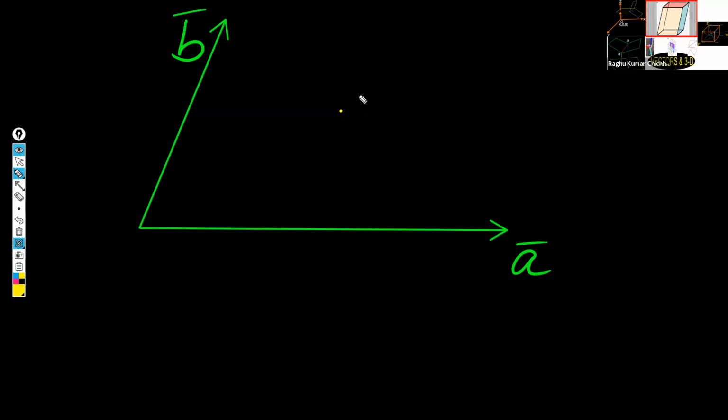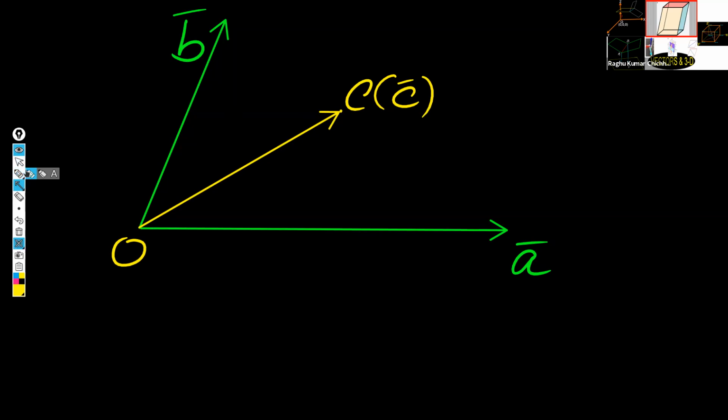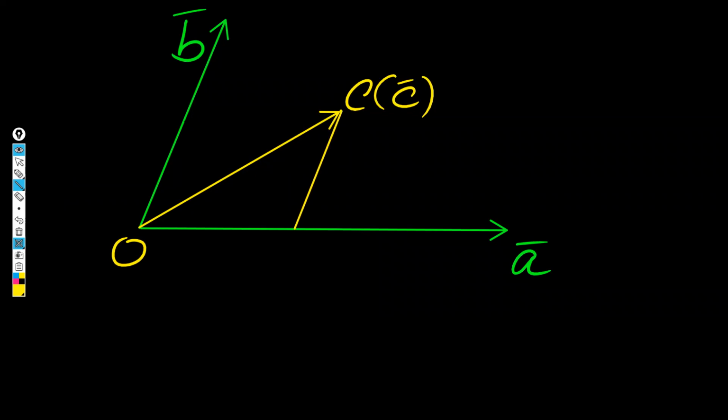This is, let me name it as the point C, whose position vector is C bar. I am naming this as O, and this is vector C. Now, what I'll do, I'll be simply completing a parallelogram with the help of point C. How to? See, I'm drawing a line which is parallel to B bar like this. Similarly, I'm drawing another line which is parallel to A bar like this.